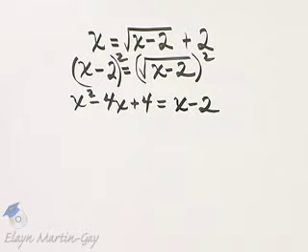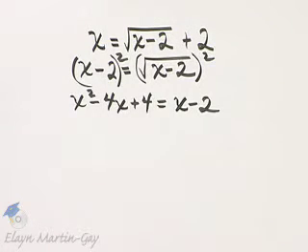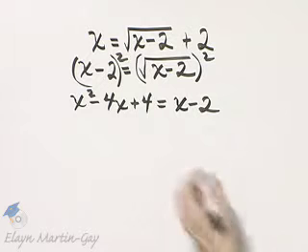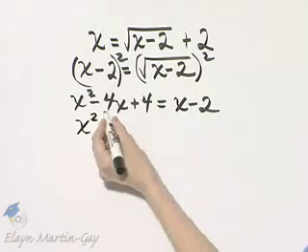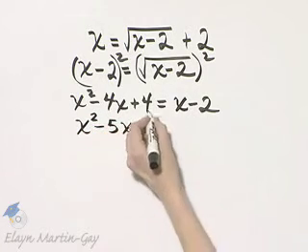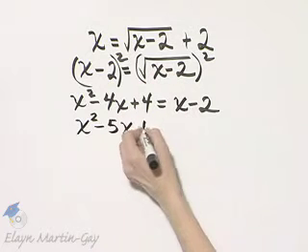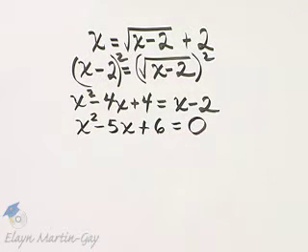Now you need to look at this equation and decide what type of equation you now have. We have a quadratic equation, so we will set it equal to 0 and try and solve. That is x squared, and that's negative 4x minus x, so that's negative 5x. 4 plus 2 is plus 6 is equal to 0.